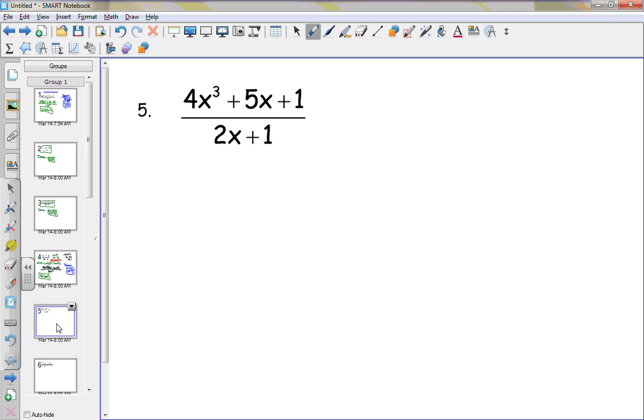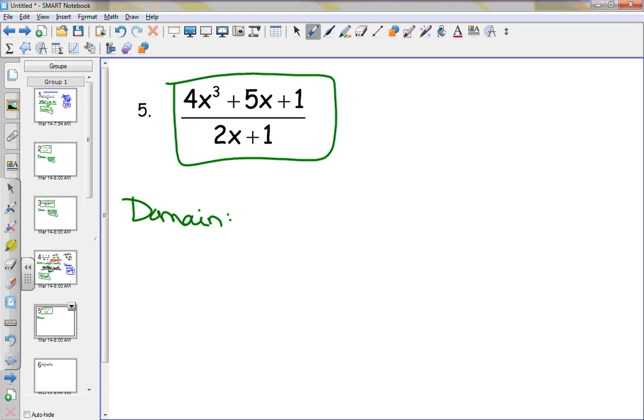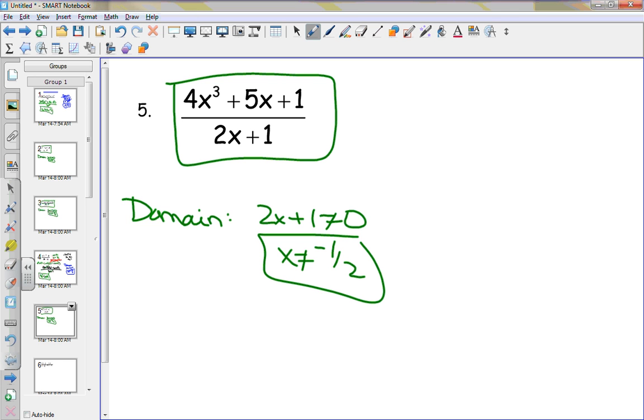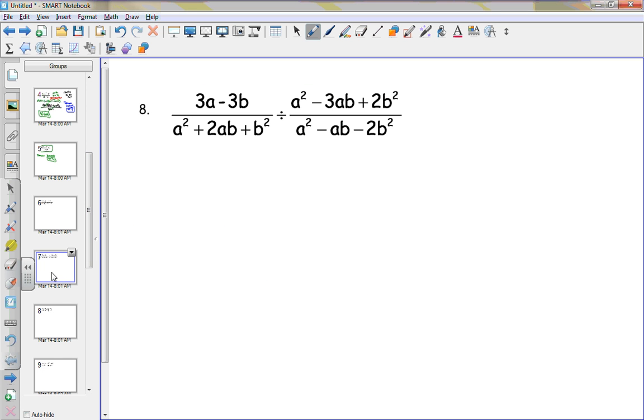Number 5. Can I factor that? No. Since I cannot factor that, what do I do? I simply box it in because this thing is done. And what's my domain? 2x plus 1 cannot be 0, so x cannot be negative 1/2. Right? Negative 1/2. Yes? Turn it over. Number 8.